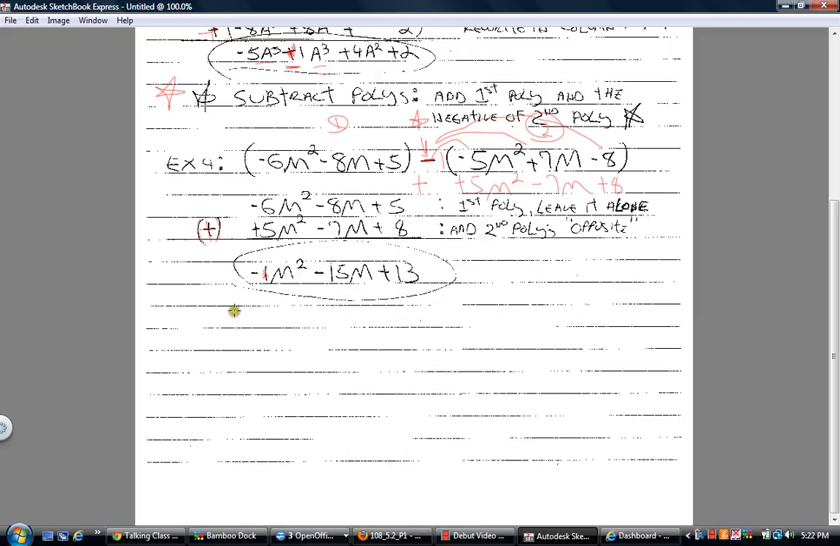So I showed the basic concepts here of adding and subtracting polynomials. I would think this section goes pretty easy for most students.